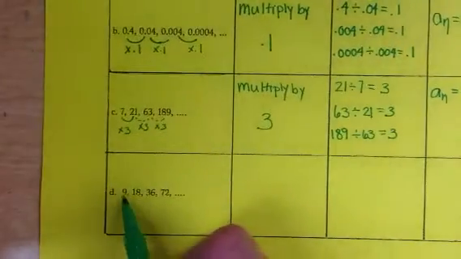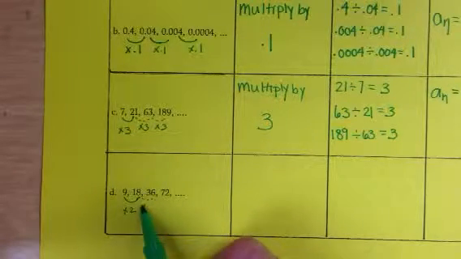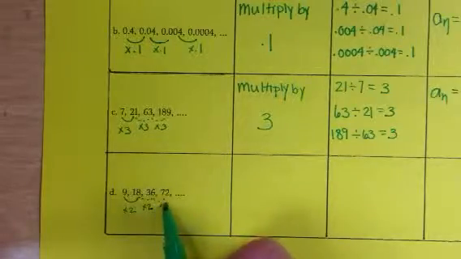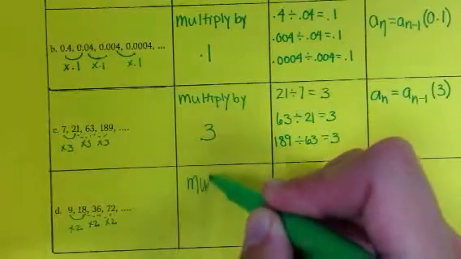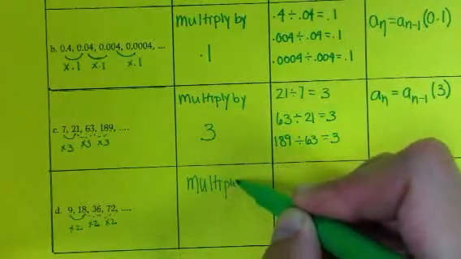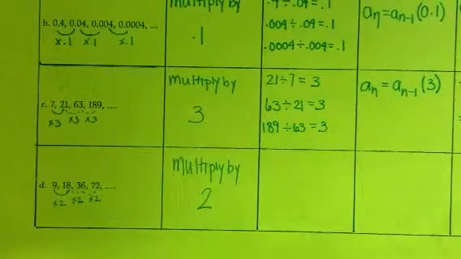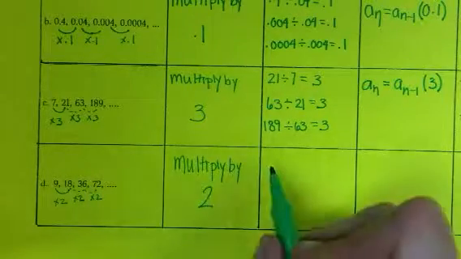Last one. So we have 9 to 18, times it by 2. Okay, 18 to 36, it's a times by 2 as well, and 36 to 72 is a times by 2 as well. So our pattern is we're going to multiply by 2. If we need to check it algebraically, again, if we can't see it here, just jump to this box.